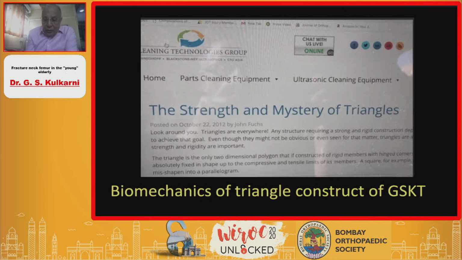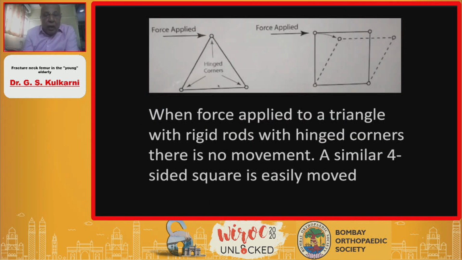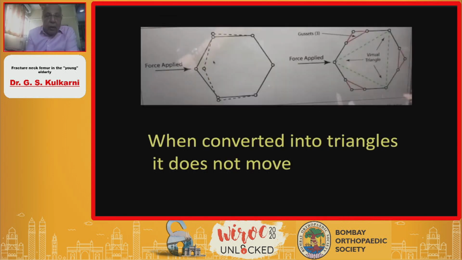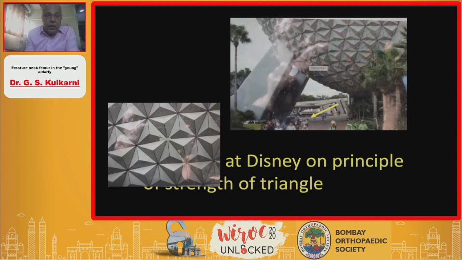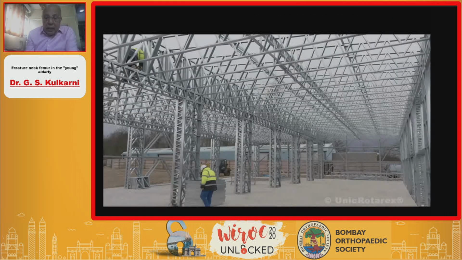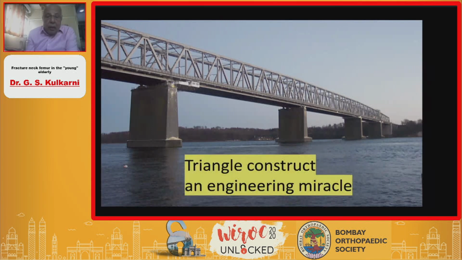What is this triangle business? When force is applied to a triangle with rigid rods with hinged corners, there is no movement. A similar four-sided square is easily moved, but when it is converted into triangles, it does not move. Similarly, when we use 6 rods with hinges, it moves, and when it is converted into triangles, it does not move. So this principle is used for huge buildings, bridges, and other constructions like this. And so the triangle construct is an engineering miracle.